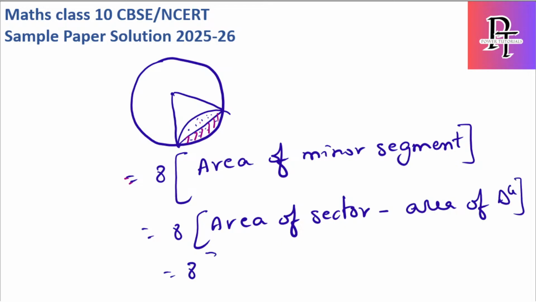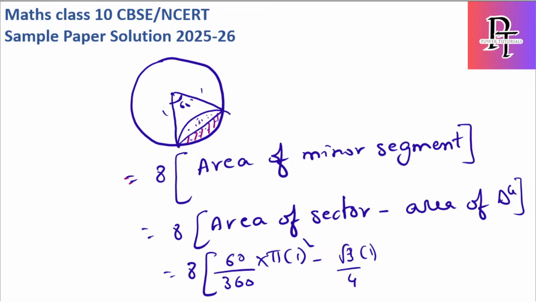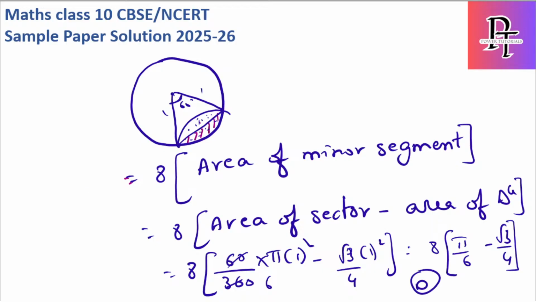Now the last step, area of sector is theta by 360. If the sides are 1, 1, 1, then it is an equilateral triangle. So what is the angle of an equilateral triangle? 60 degrees. So it is 60 by 360 into pi into 1 square, minus the area of the triangle, which is root 3 by 4 into 1 square, because it is an equilateral triangle. So the answer is 8 into pi by 6 minus root 3 by 4, which is option D here.